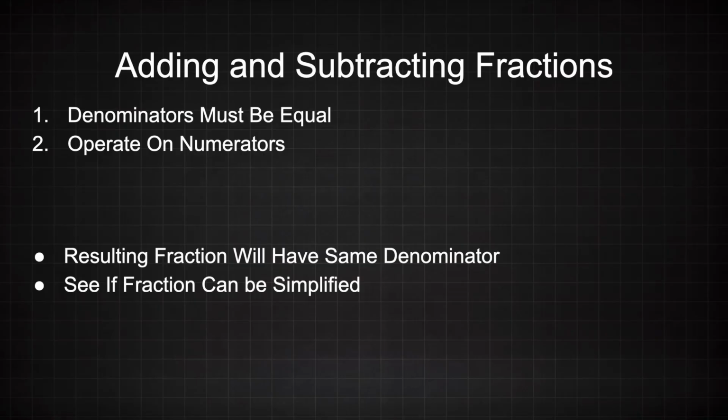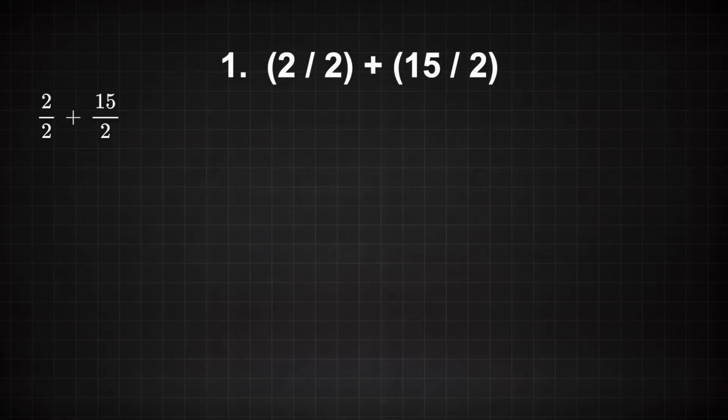Let's go over a few examples to clarify the information. Consider the problem 2 over 2 plus 15 over 2. The first thing we do is take a look at the denominators. They are equal, awesome. This means we can simply apply the operation to the numerators. 15 plus 2 is equal to 17, so our final answer is equal to 17 over 2.